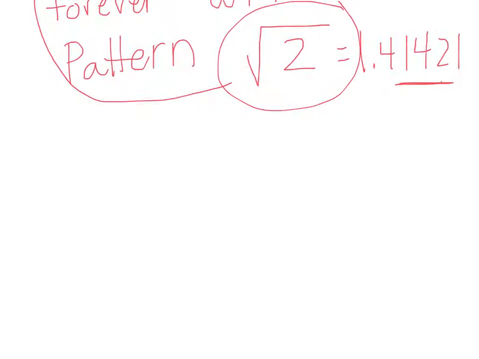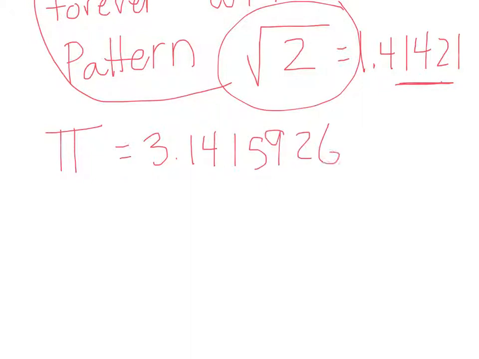Another example of an irrational number would be pi. Okay, so if you put pi in your calculator and pressed enter, it gives you 3.1415926, and it goes on and on and on, and there's no pattern. Since the decimal doesn't stop and there's no pattern, then it's irrational. So pi is irrational. Okay?